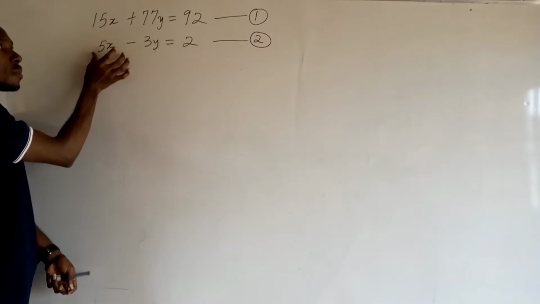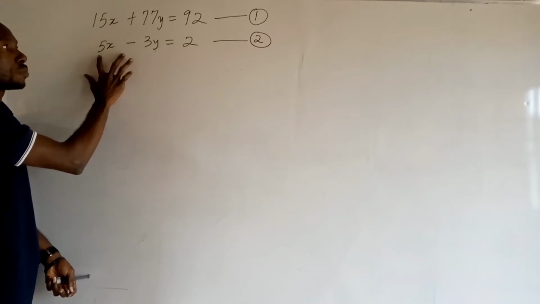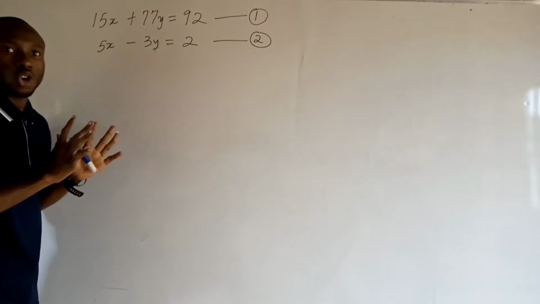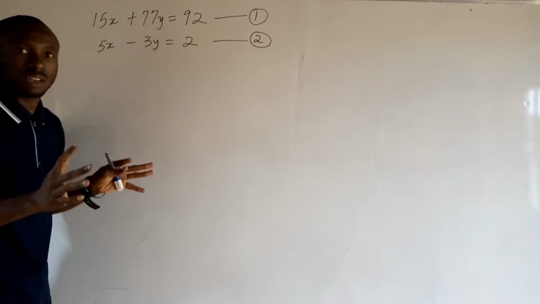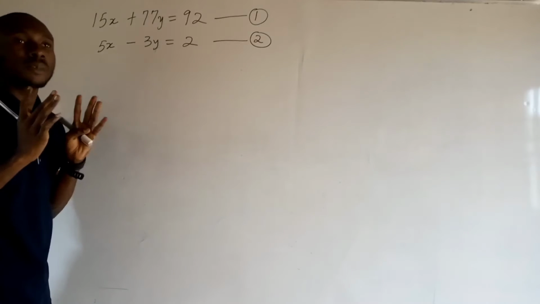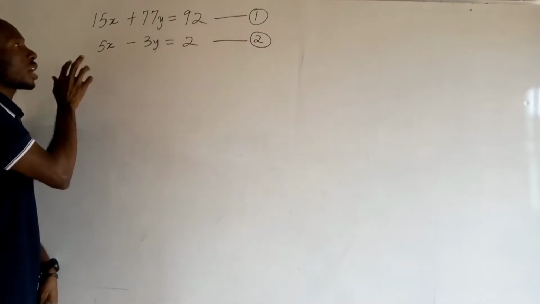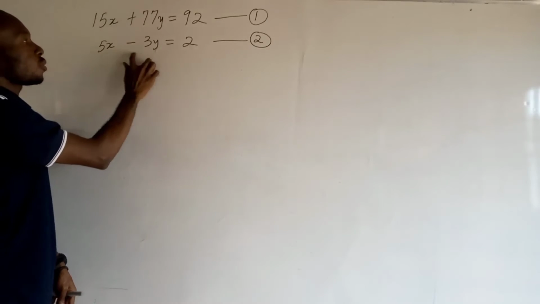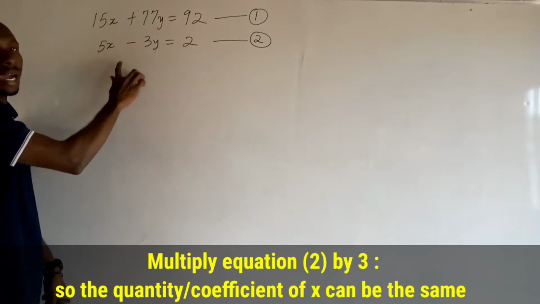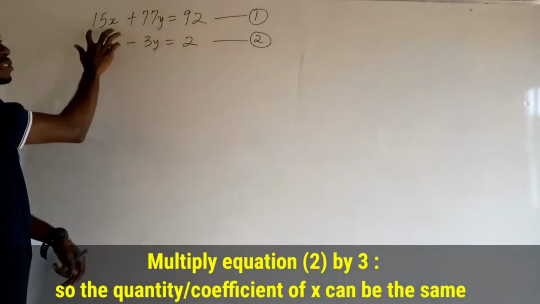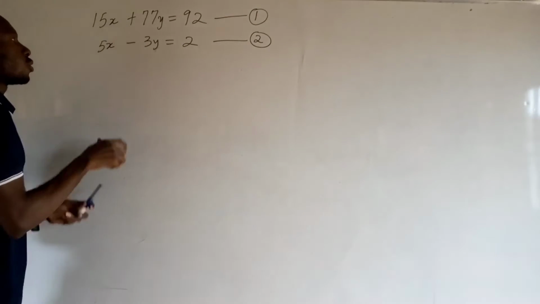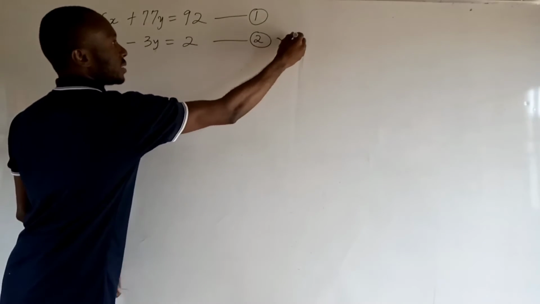When you do something to an equation on both sides, you have not altered the equation. It is still defined, still authentic. So I will multiply equation 2 by 3, and I will leave equation 1 the way it is.